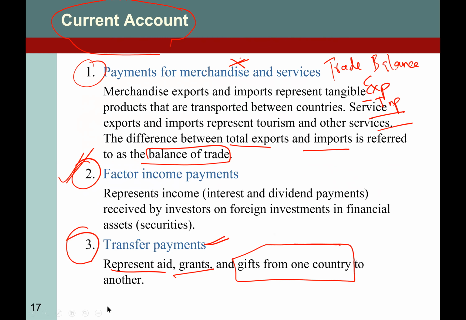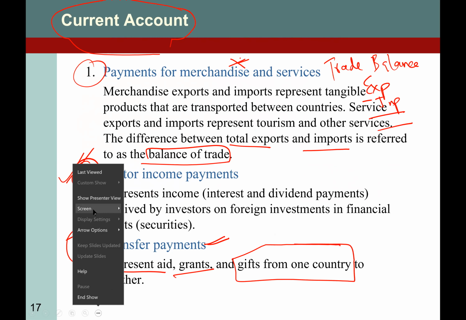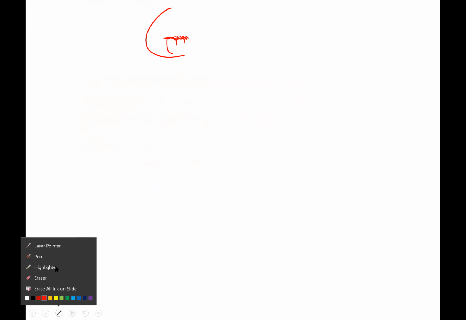So let me explain what we have learned in our video. So if you want to keep track on country, sorry about my bad handwriting. Let me erase it.